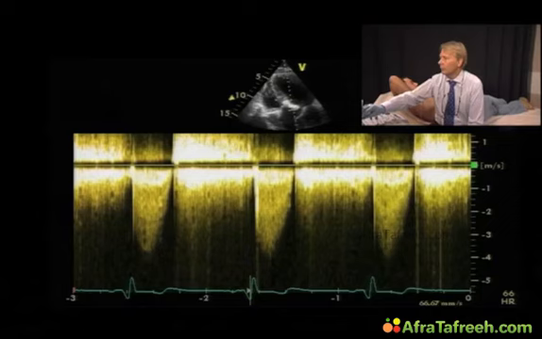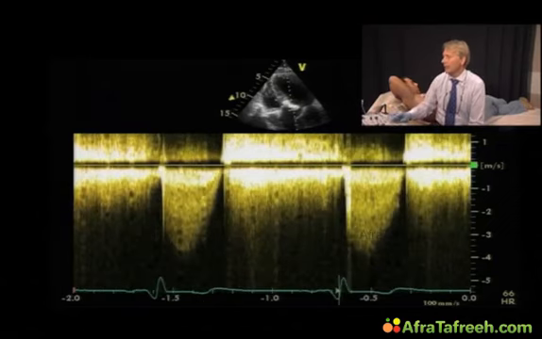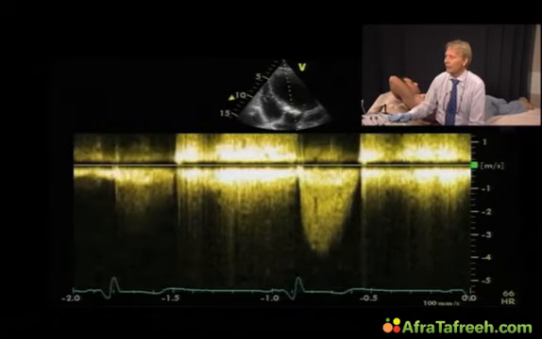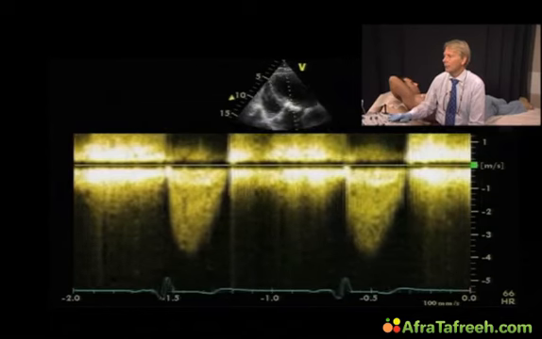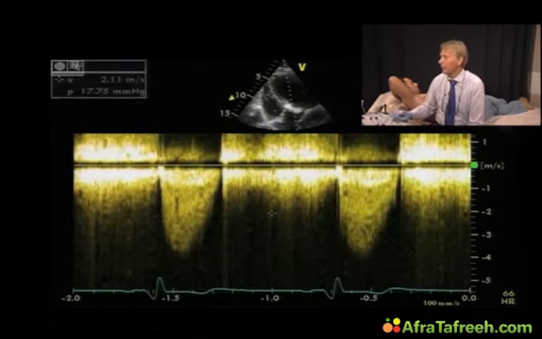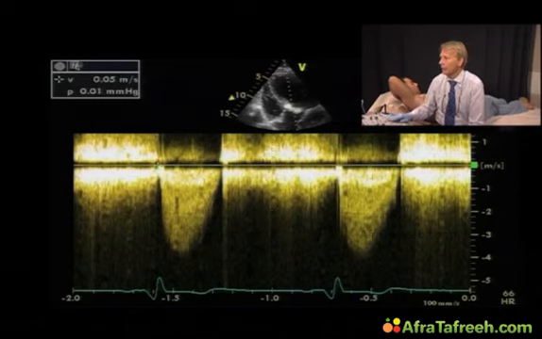So once you have the optimal signal and you think you have the maximum velocity, you freeze the curve, and then we optimize also the time axis. This gives us a higher accuracy when we quantify the gradients. Then we look for the beat where we think we have the maximum velocity, and then we perform a trace around the curve, beginning with aortic valve opening.